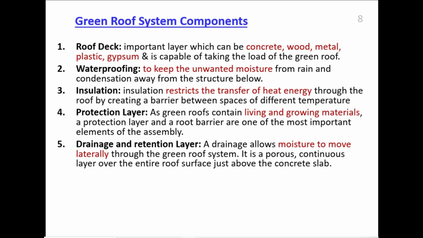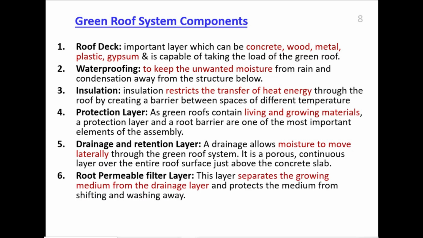And drainage and retention layer. Drainage allows moisture to move laterally through the green roof system. It is a porous continuous layer over the entire roof surface just above the concrete slab. Whatever water comes down, when you irrigate or when it rains, has to go laterally from the surface of the terrace. Otherwise the stagnation of water will lead to various other problems for the roof, and it will become a space for pathogens.